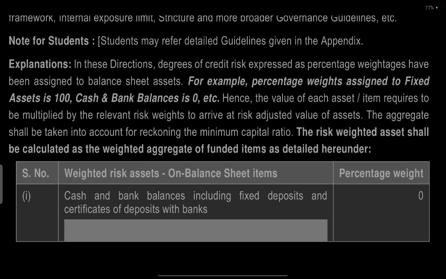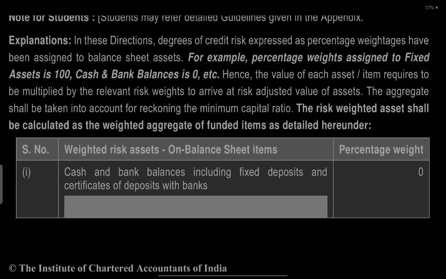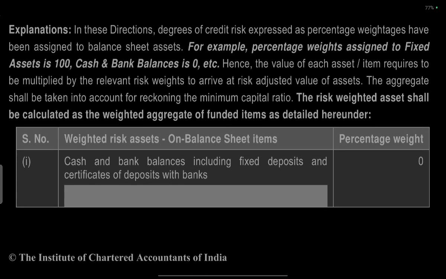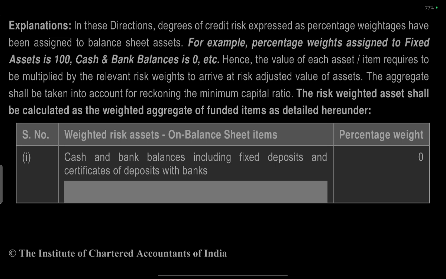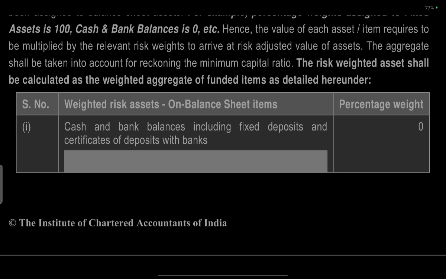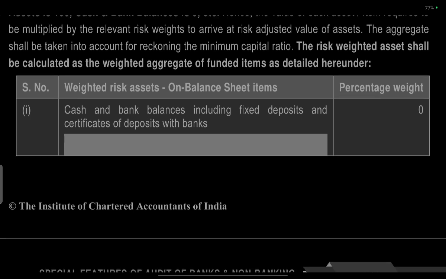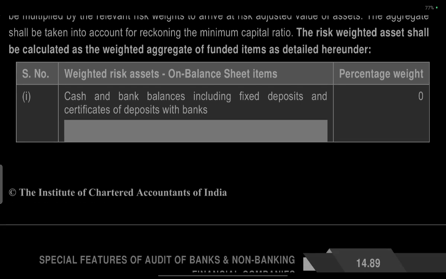Explanation. The directional degree of credit risk exposure, the percentage of weightage, has been assigned in the balance sheet. For example, the percentage weighted to a fixed asset is 100%. Cash and bank balance is 0%. However, the value of each asset is required to be multiplied by the relevant risk weight to arrive at the risk-adjusted value of the asset. The aggregate shall be taken into account for reckoning the minimum capital ratio. The risk weighted asset shall be calculated as a weighted average, and the fund items are detailed hereby.